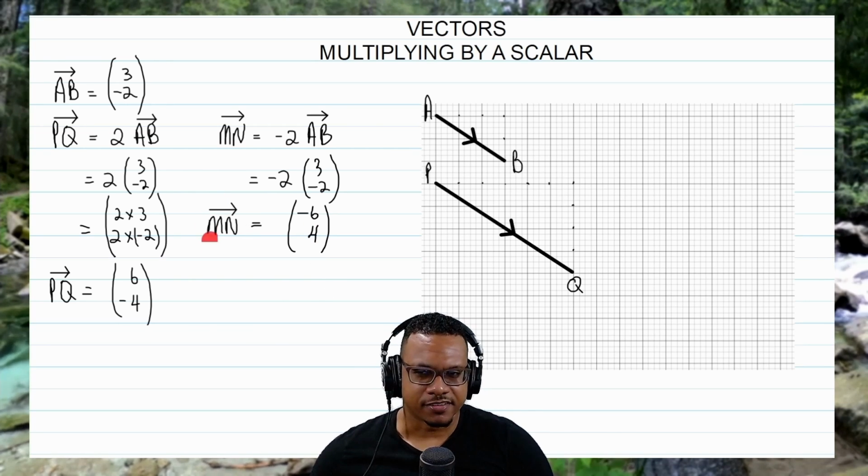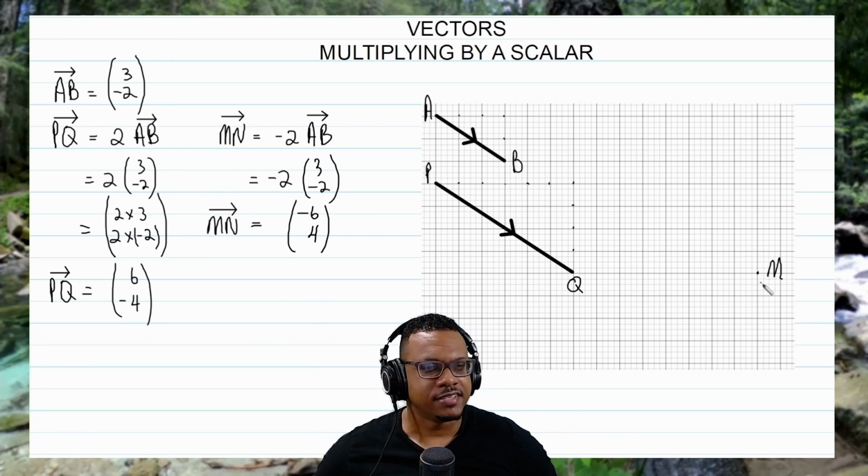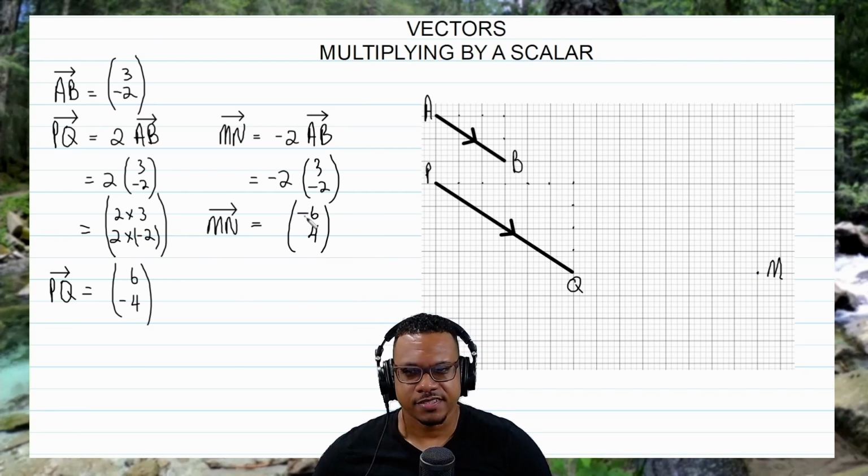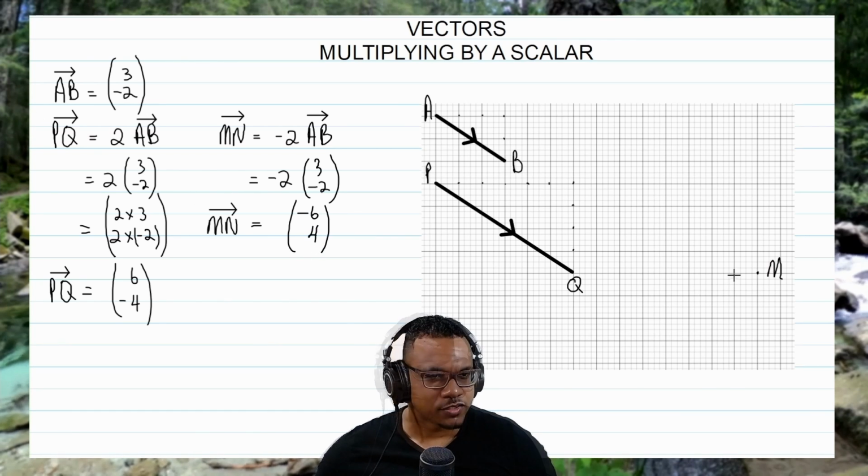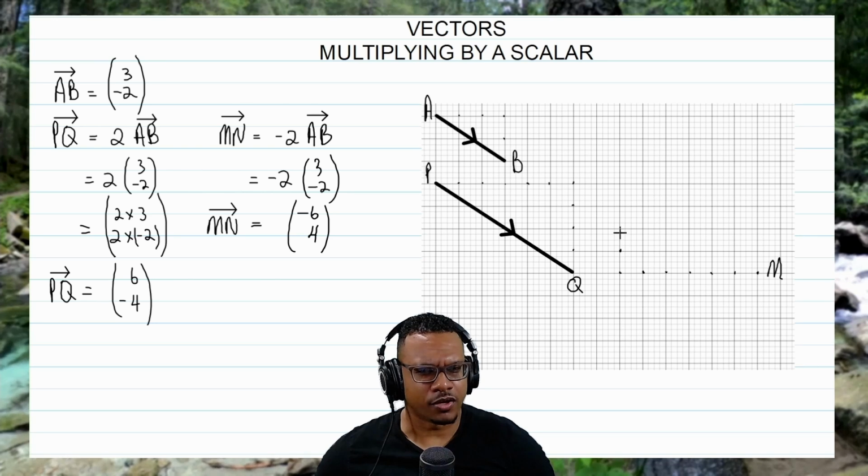Now let's draw the vector MN. So I'll let the tail of the vector MN be at this point. So this is where M would be. And from M, we'll be going 6 units to the left and 4 units upwards. So that'll be 6 to the left, so 1, 2, 3, 4, 5, 6, and then 4 units upwards. 1, 2, 3, 4. So this will be N, where the head of the vector would be.